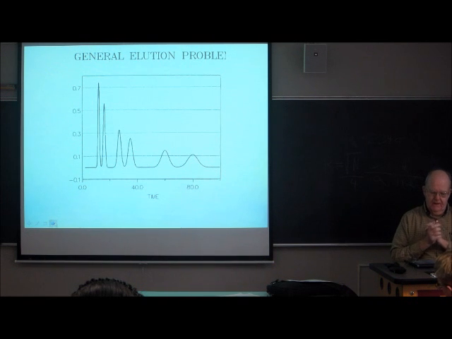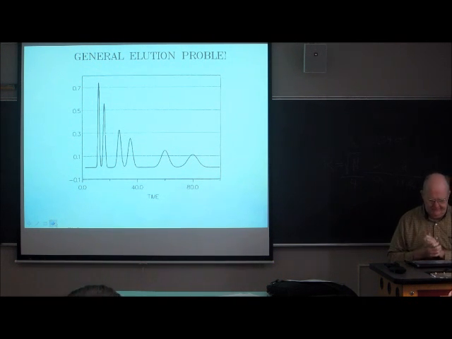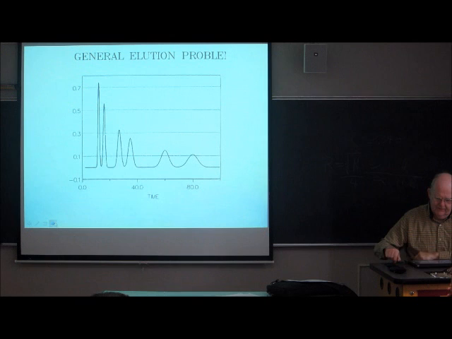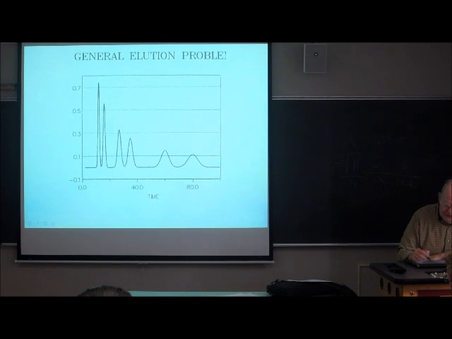Okay, so, general elution problem. This sketch is meant to indicate what happens in the general elution problem. If the conditions that we use in doing the chromatography in GC are isothermal, or in liquid chromatography if the mobile phase composition is maintained constant, and that's what we call isocratic. Constant mobile phase composition.